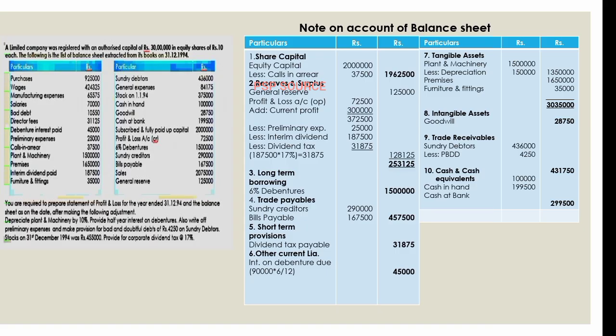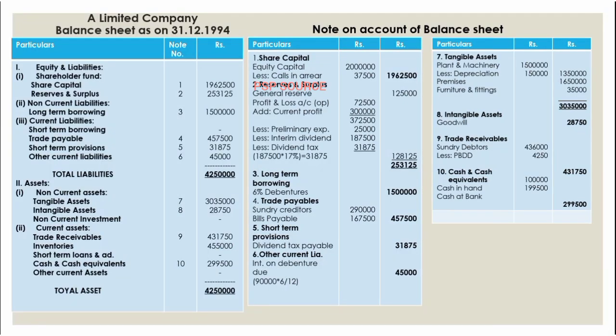Next, cash and cash equivalent 2,99,500. We know very well, guys, the balance sheet has two categories, that is equity and liabilities, and assets. Equity and liabilities has 3 subcategories: shareholders' fund, non-current liabilities and current liabilities. Here shareholders' fund has share capital and reserves and surplus, rupees 19,62,500 and rupees 2,53,125. Non-current liabilities: long-term borrowing rupees 15 lakh.